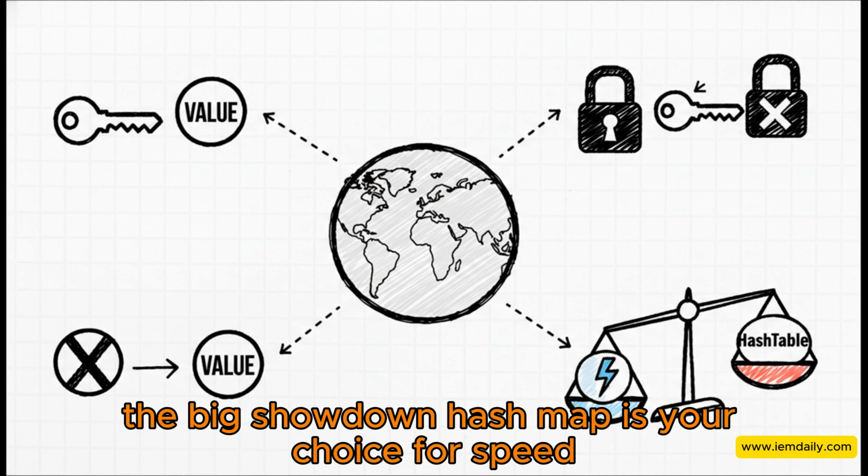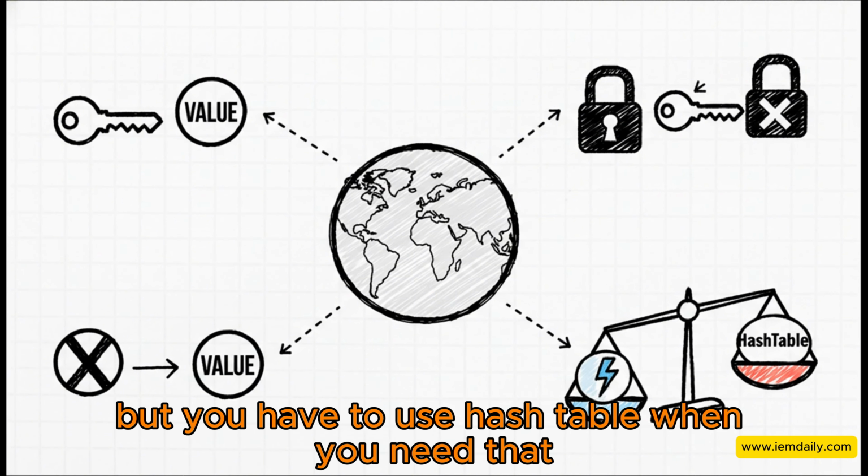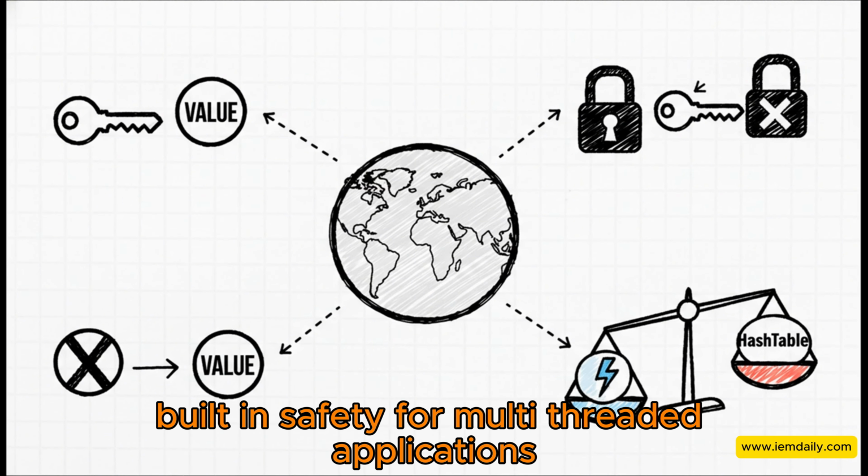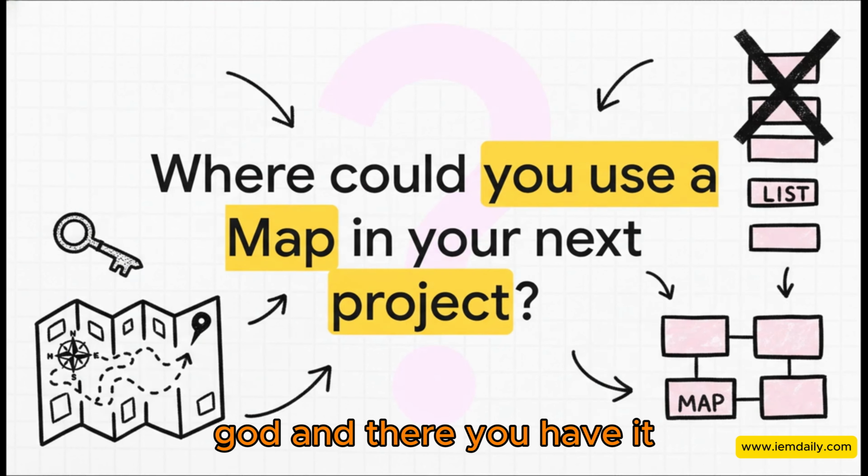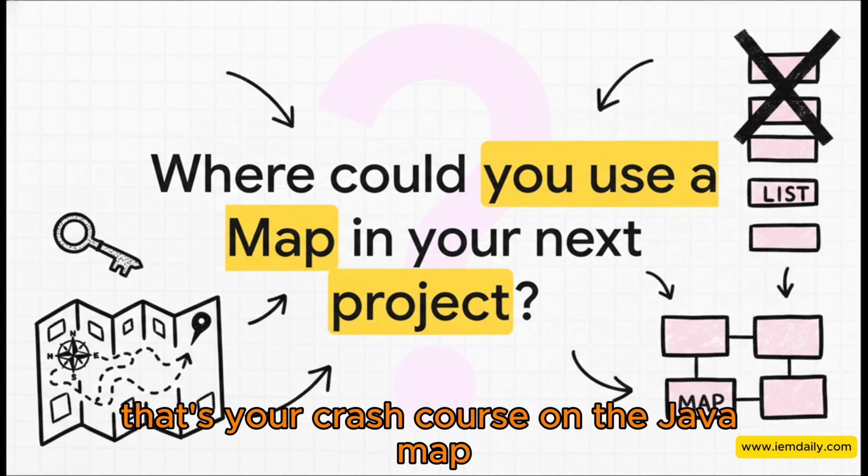And finally, the big showdown. HashMap is your choice for speed when you only have one thread, but you have to use Hashtable when you need that built-in safety for multi-threaded applications. Got it? And there you have it. That's your crash course on the Java map.